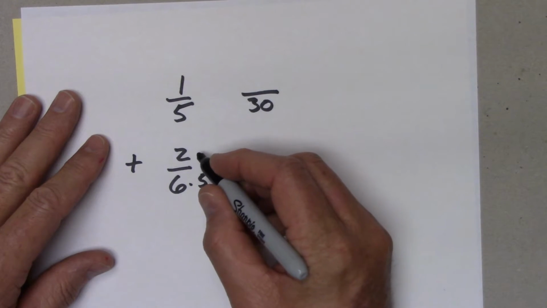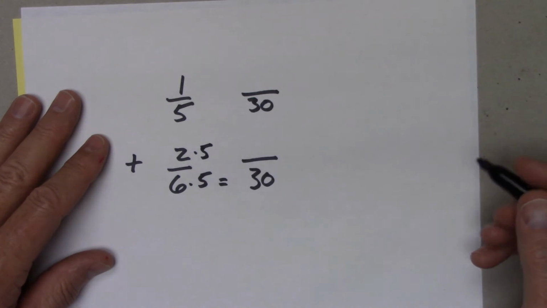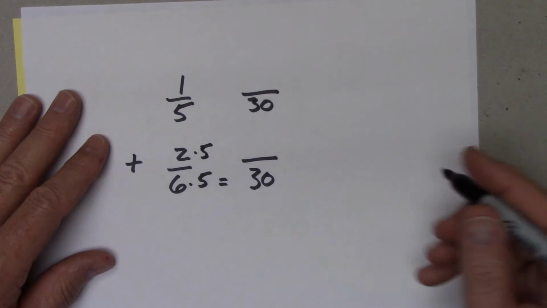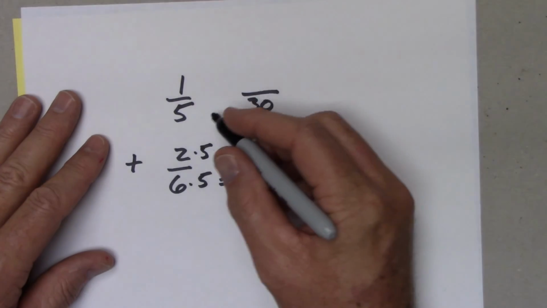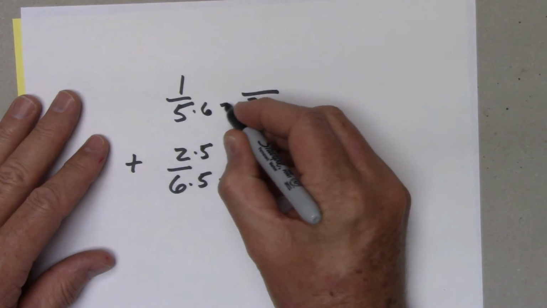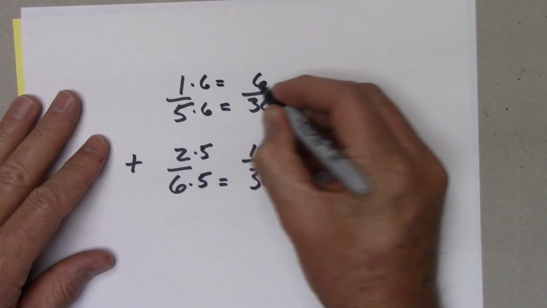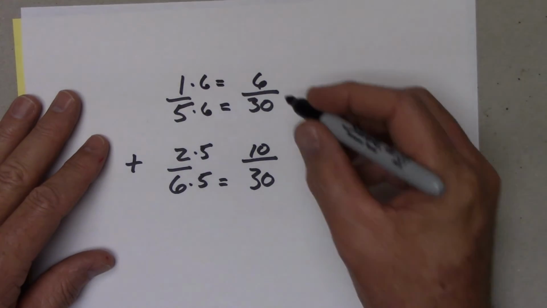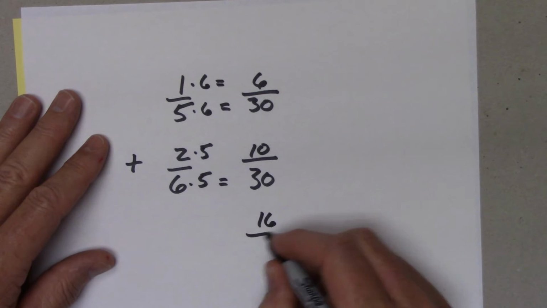What times 5 and 2? What's the answer for 2 times 5? 10. What do we multiply 5 by to get 30? 6. Little sister gets the same. And now we're ready to add. 6 plus 10 is 16 30ths.